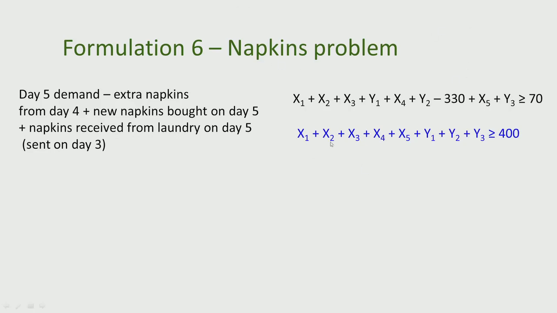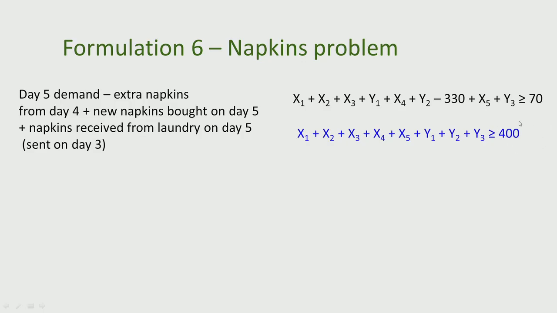So, x1 plus x2 plus x3 plus x4 plus x5 plus y1 plus y2 plus y3 is greater than or equal to 400, and consistent with the pattern you realize that x1 to x5 is appearing in the 5th constraint, y1 to y3 is appearing in the 5th constraint, and the sum of demands of all 5 days are appearing.